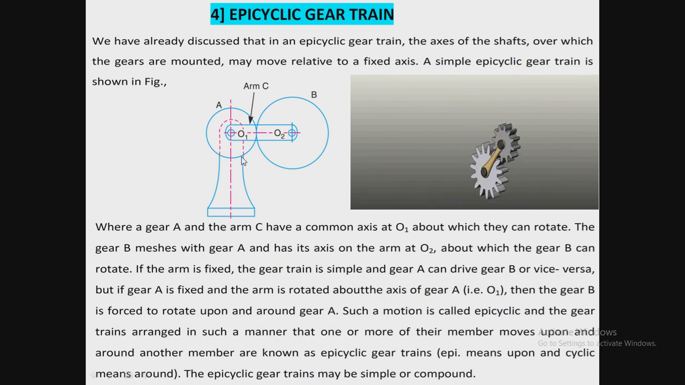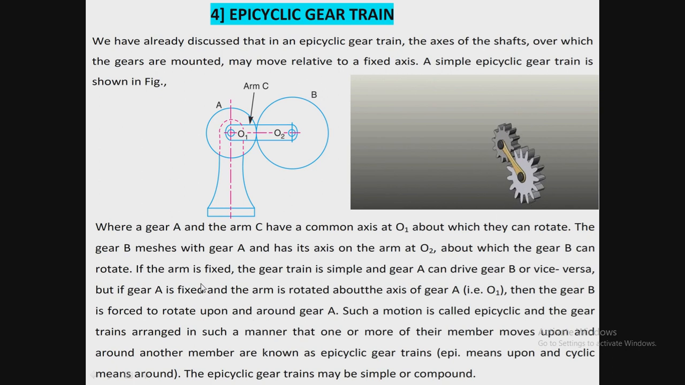In this case, two possibilities are there. When the arm is fixed, and gear A is rotating as the driver, then B is rotating about the axis O2. But when gear A is fixed, then gear B is going to rotate about gear A, or the center of gear A, O1, as shown in the figure. When we fix this axis, gear B rotates like this, and such motion is called epicyclic motion.